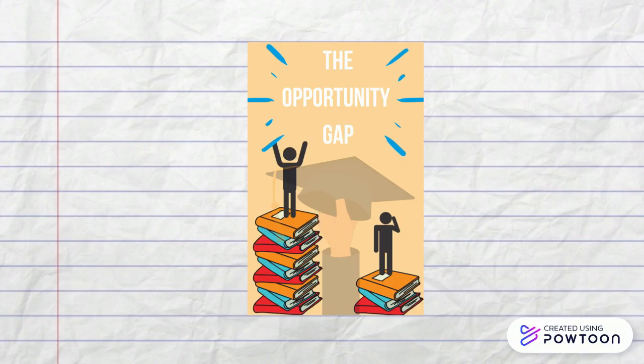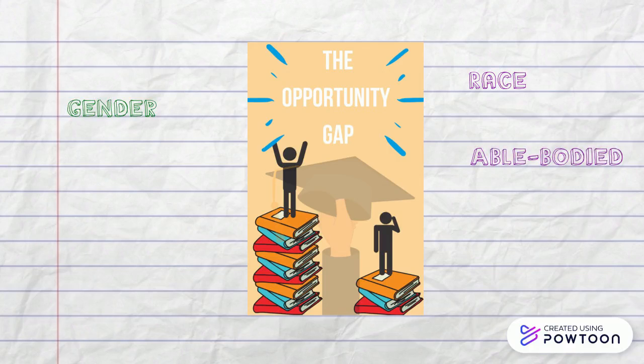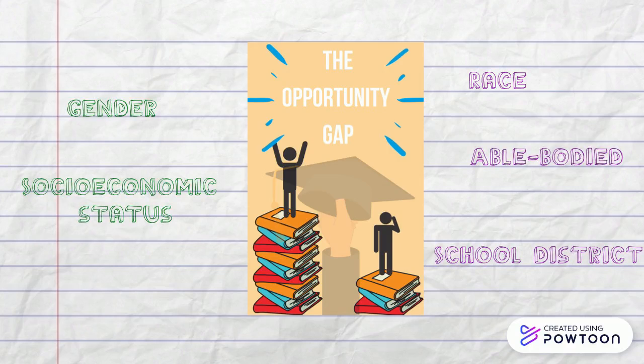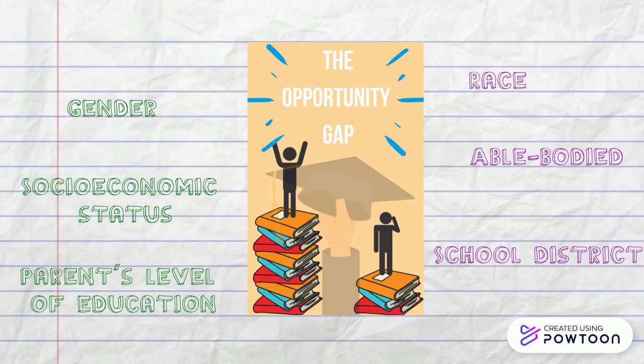Some factors that may lead to the opportunity gap include, but are not limited to, race, gender, whether the student is able-bodied, socioeconomic status, the school district they attended for K through 12, their parents' level of education, etc. The list goes on.